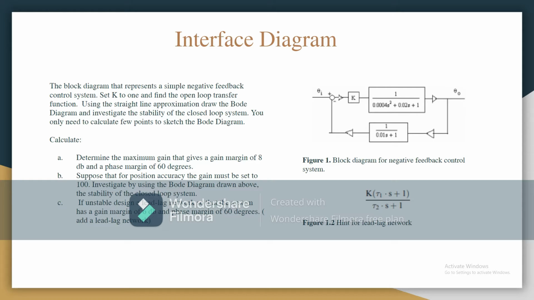On A, we have to determine the maximum gain that gives a gain margin of 8 dBs and a phase margin of 60 degrees. Next, suppose that for the position accuracy, the gain must be set to 100, and then investigate by using the Bode diagram drawn above the stability of the closed-loop system. If unstable, design a lead-lag network so that the system has a gain margin of 6 dBs and a phase margin of 60 degrees. On figure 1, we can see a block diagram of the negative control system and a hint on figure 1.2 for the lead-lag network.